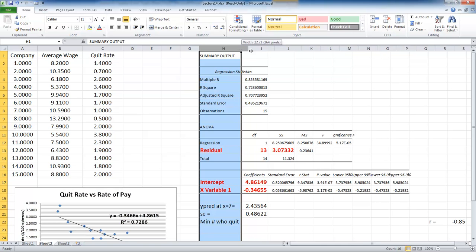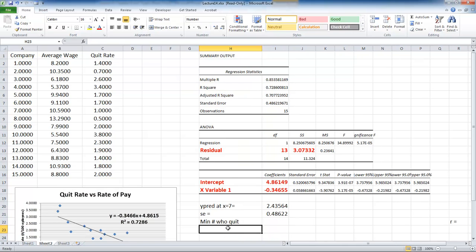This is going to be the predicted value of quit. Okay, this is going to be the predicted value minus 2 times the standard error. This is giving me the lower value of the prediction interval, right? So it's going to be equal to the predicted minus 2 times the standard error. Okay, so that's telling me that the minimum that can quit is 100.